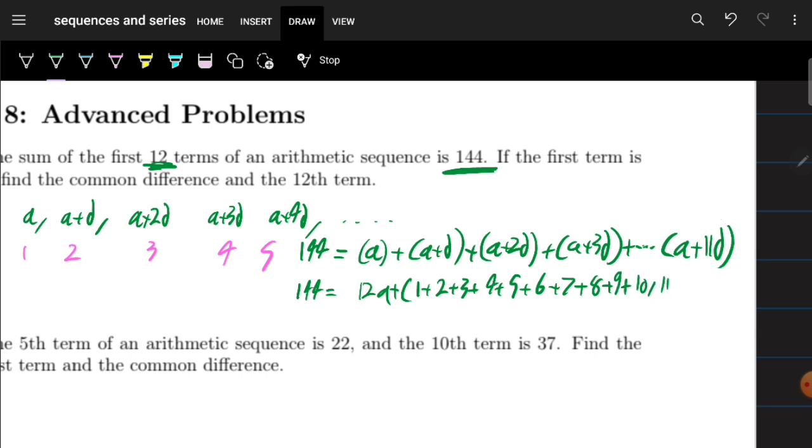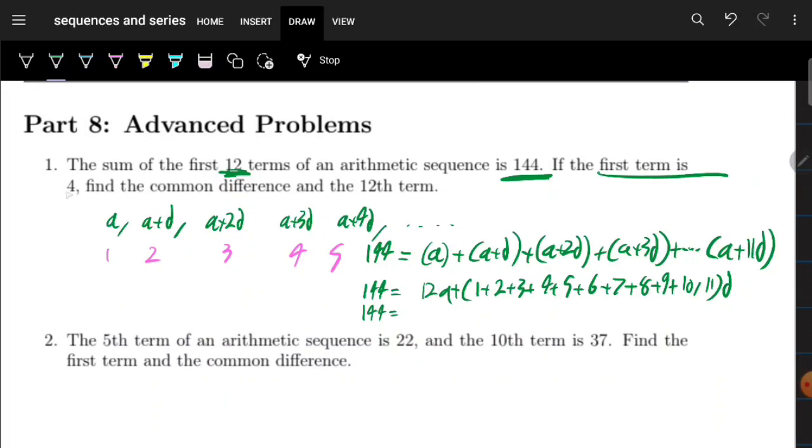So I'll just write the d's out front here. If we have 1d plus 2d plus 3d, we can factor out the d from the terms. So we can alternatively just write this as d times 1 plus 2 plus 3. That's what I've done here. I've just added all the numbers there and factored out the d. Okay, so let's see, what is this going to come out to? Well, first of all, we know the first term a is 4.